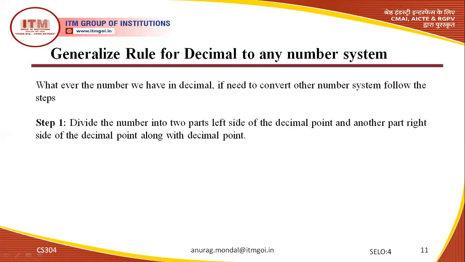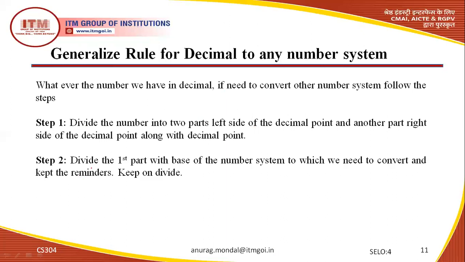First thing, divide into two parts as I just told you. Second step is to divide the first part by the base of the number system. Okay, and keep the remainder and keep on dividing.